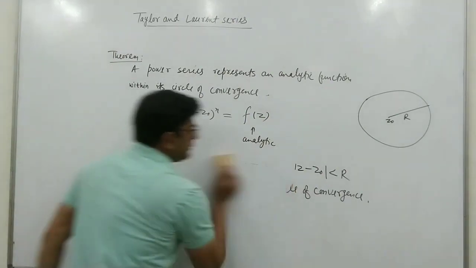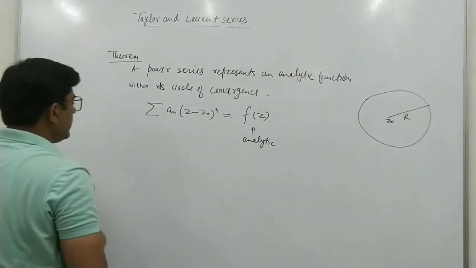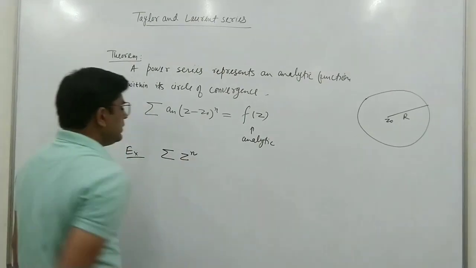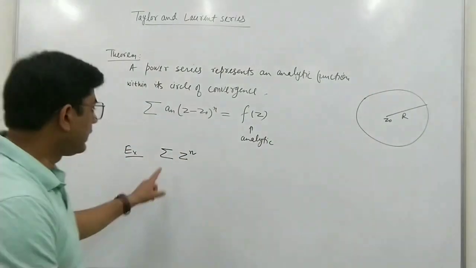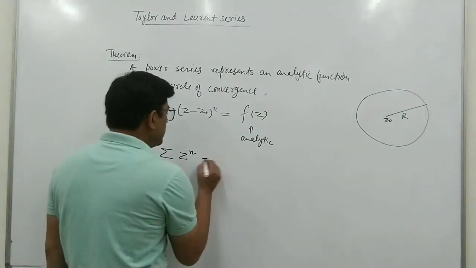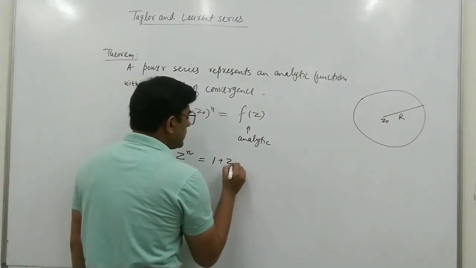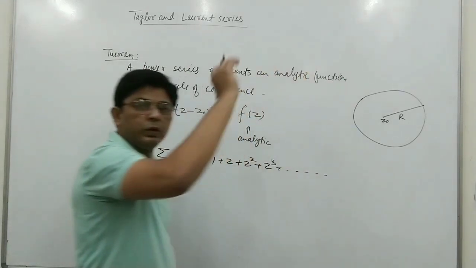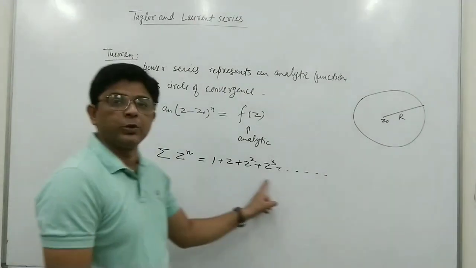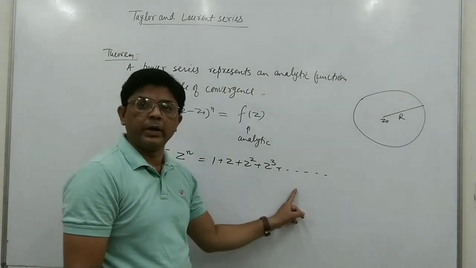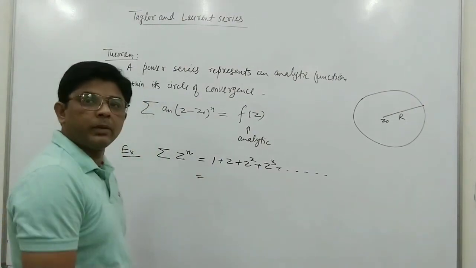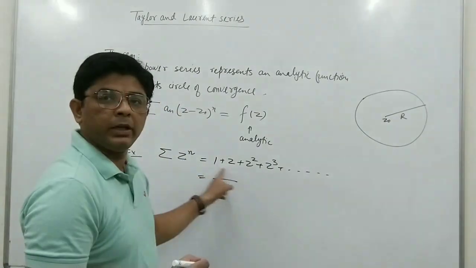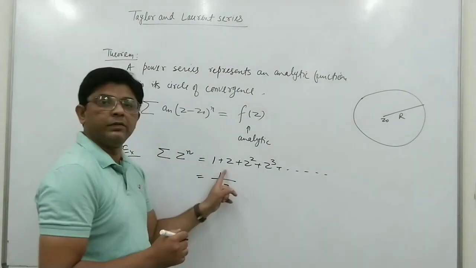So suppose we take a simple example. Let us take the series summation z raised to the power n, where n is from 0 to infinity. We can expand this: if we put n equal to 0, it will be 1 plus z plus z square plus z cube and so on up to infinite terms. We know that this is a geometric series. The sum will be a upon 1 minus r, so it will be 1 upon 1 minus z, since the common ratio here is z.